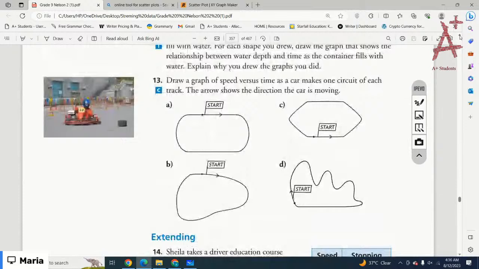Draw a graph of speed versus time as a car makes one circuit of each track. The arrows show the direction of the car moving. Okay, for the A, you have straight lines in A, right? That means the car is at the same speed, right? That means the relationship is linear.